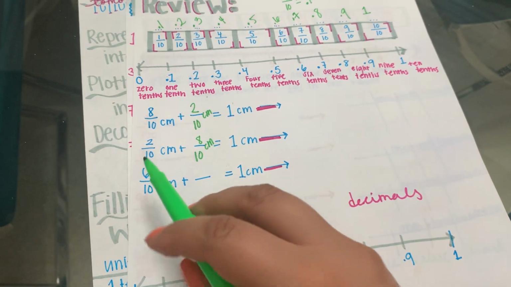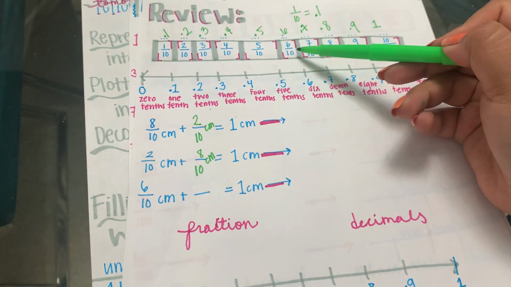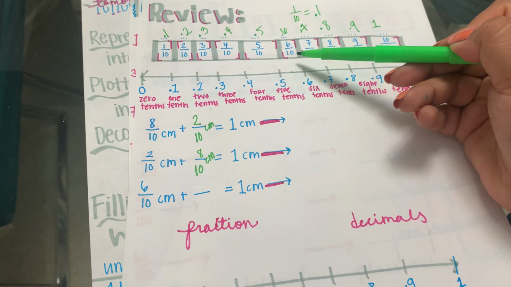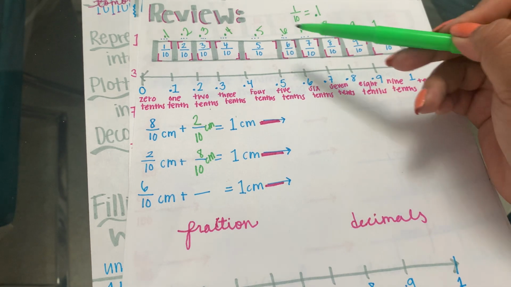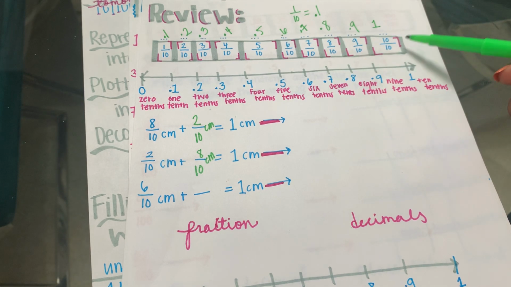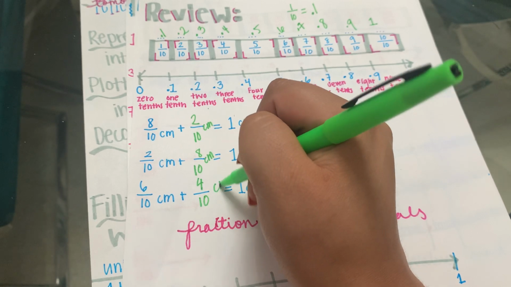And then finally, if we had 6 tenths, so imagine that I had colored all the way to 6 tenths, how many more do I need to get to 1 full centimeter, or 1 whole, which would be at the end? So it would be 1 tenth, 2 tenths, 3 tenths, and 4 tenths that I would color. That's why this answer makes sense.